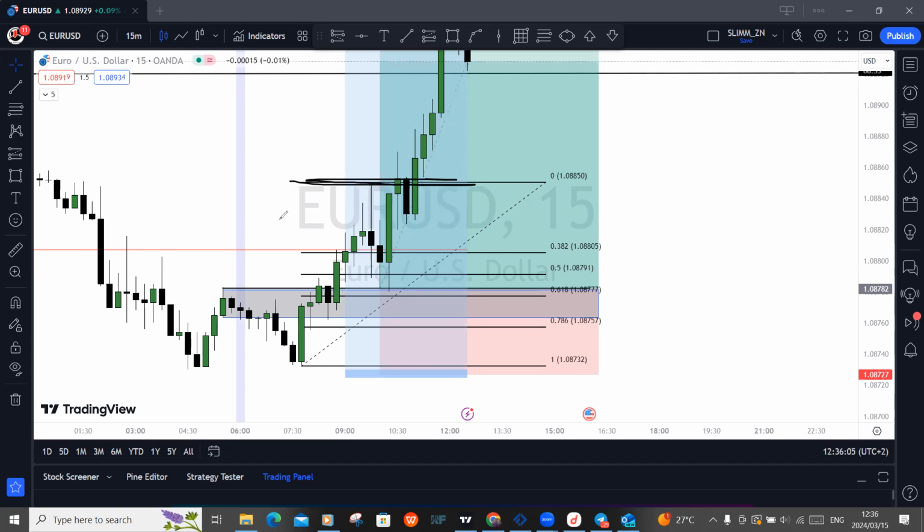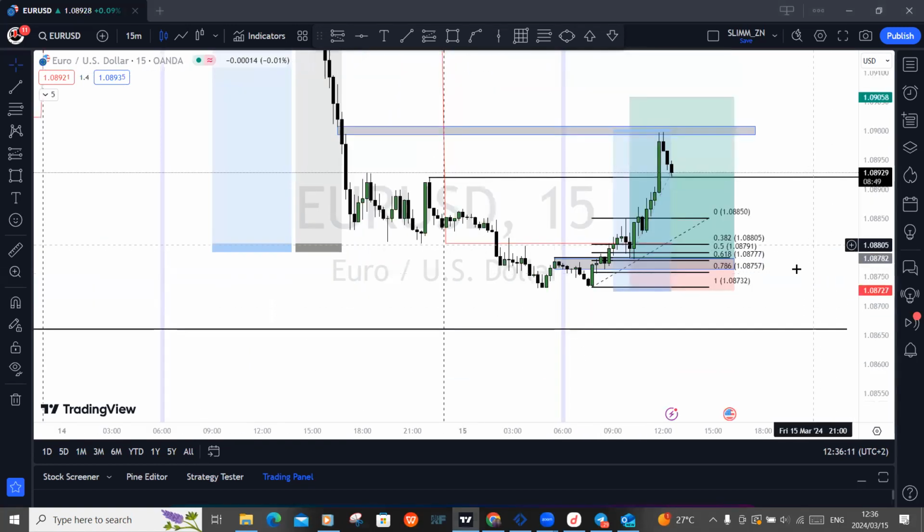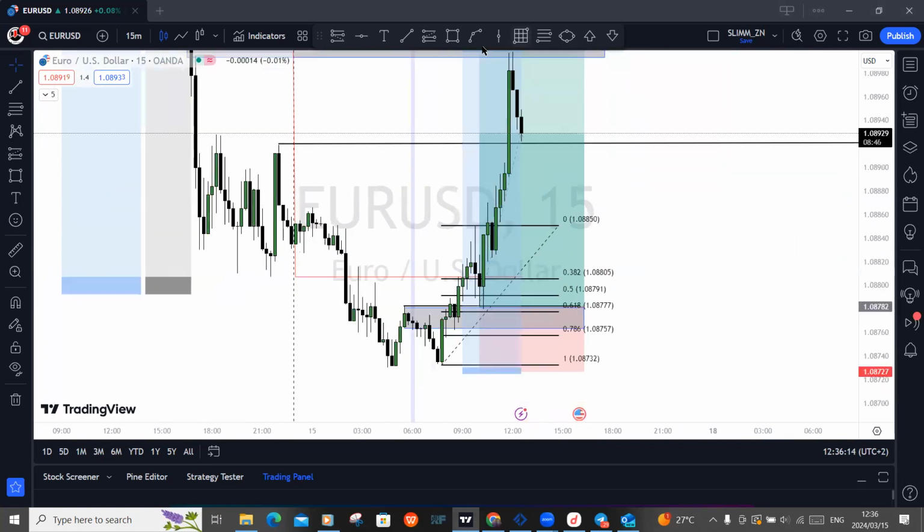The first target was this high here. What was I using? Sorry, the first target was this high here. Let me just check what I was using for that high. I was using this level here because I figured there is some form of liquidity lying above this area. So this was my initial target.